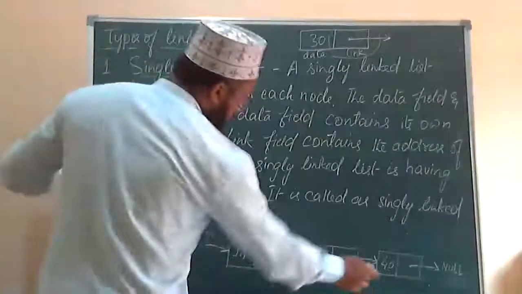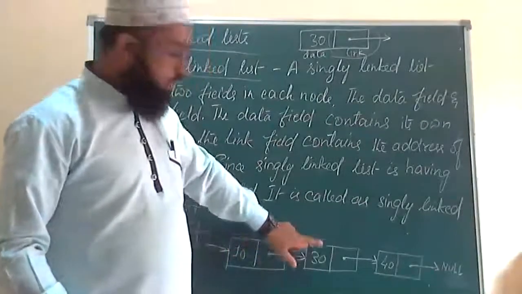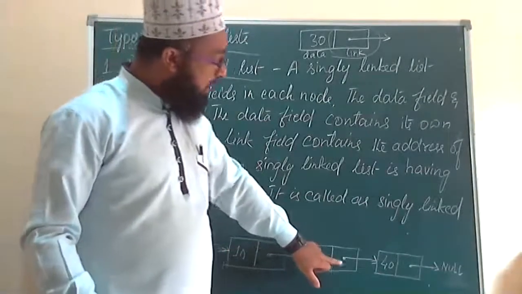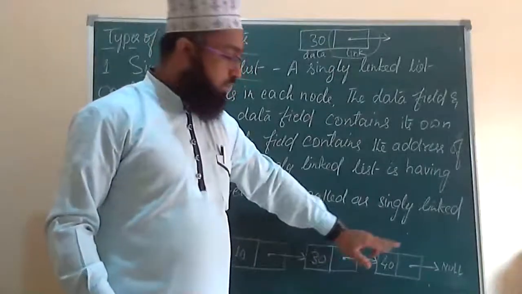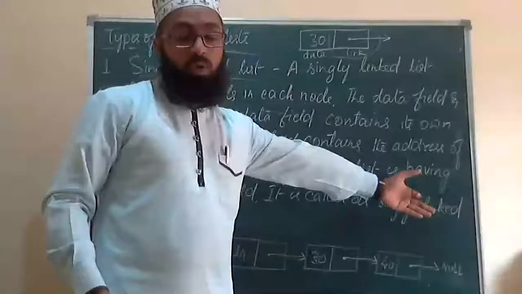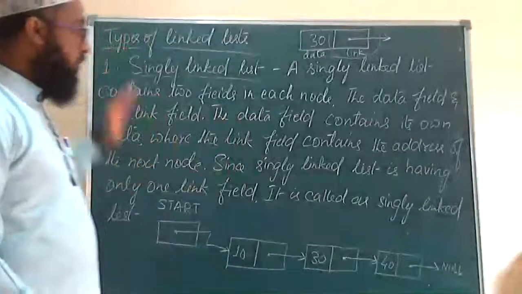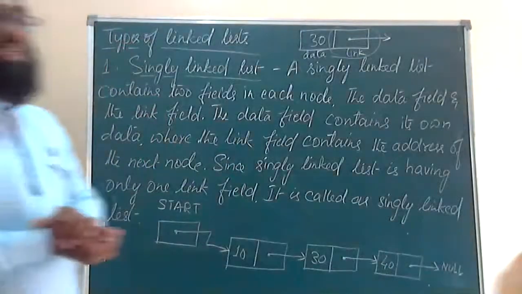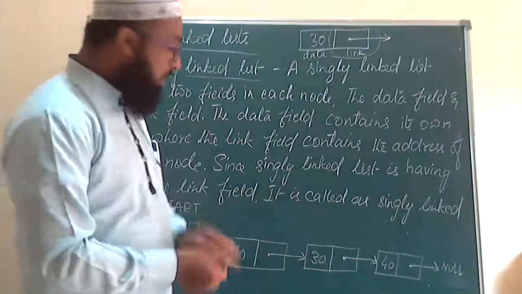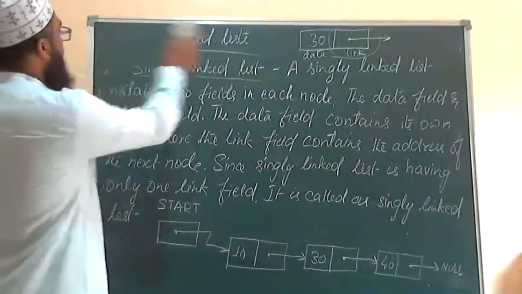Node 1, node 2, node 3. The data field contains its own data, and the link field contains the address of the next node. Like this, the link field is finally null because there is no further node. Hope you have understood the singly linked list. Come, now we shall discuss what is meant by the circular linked list.